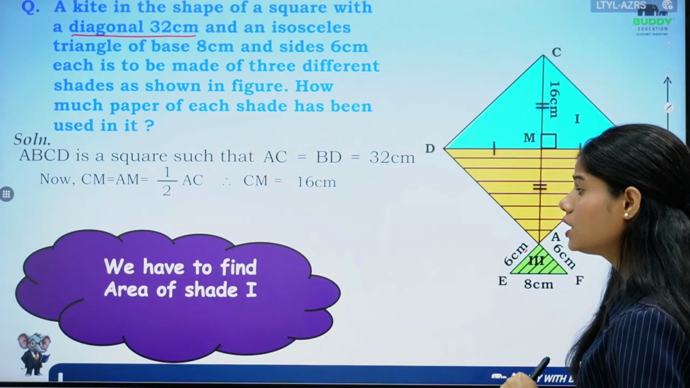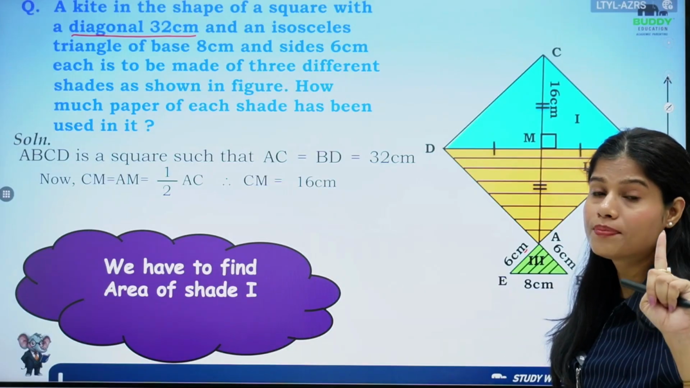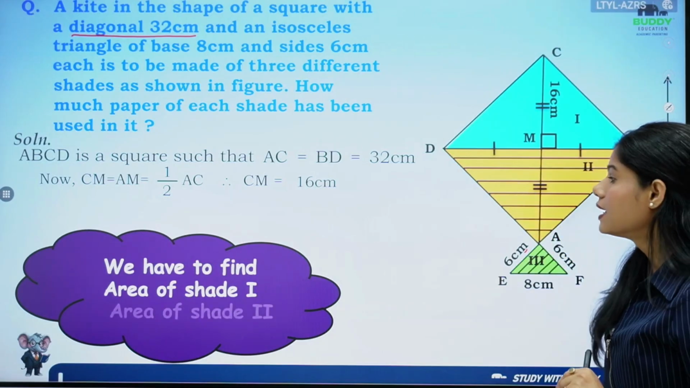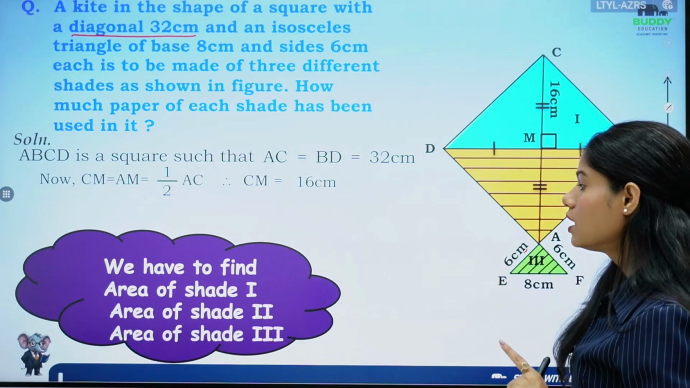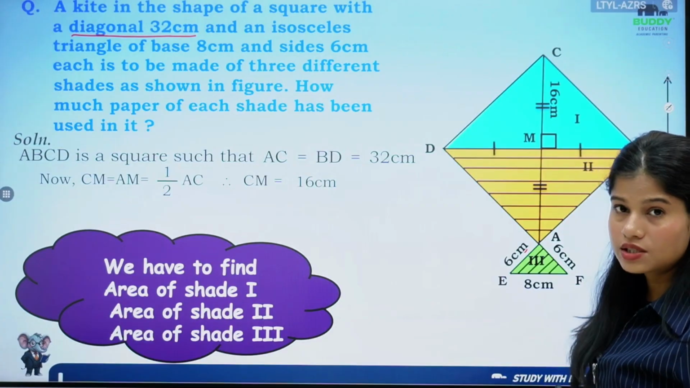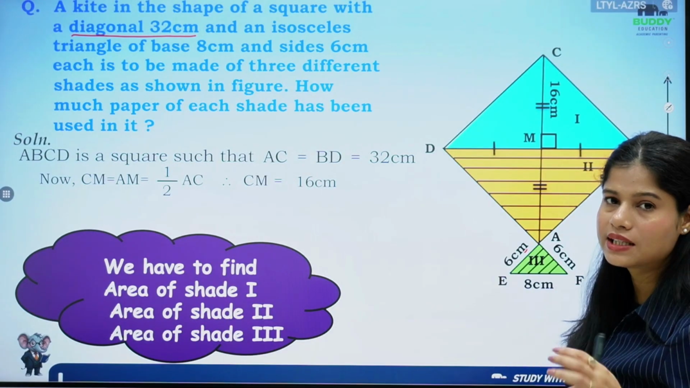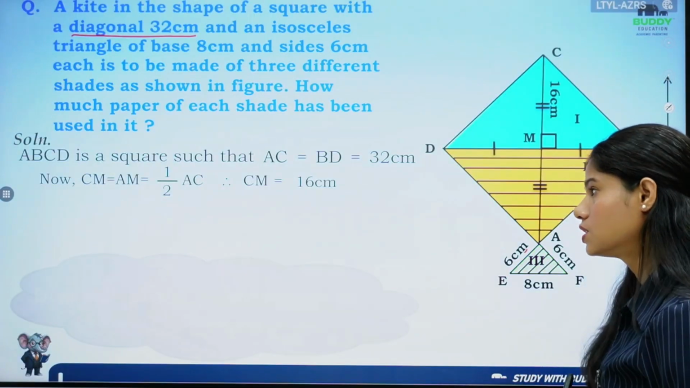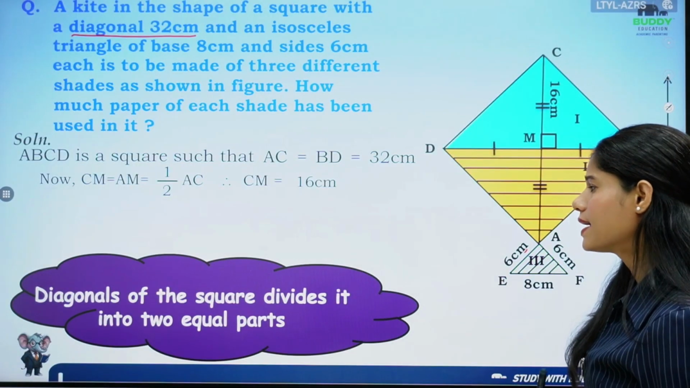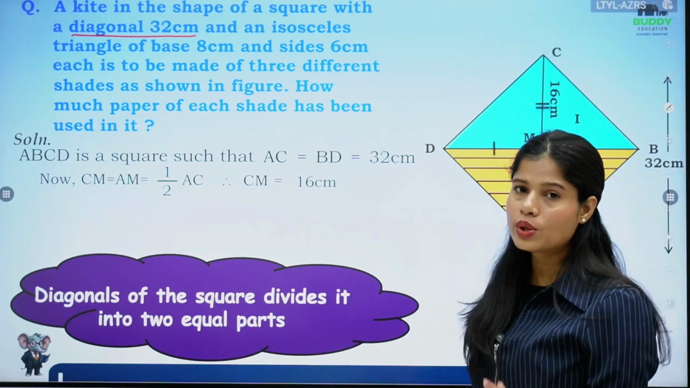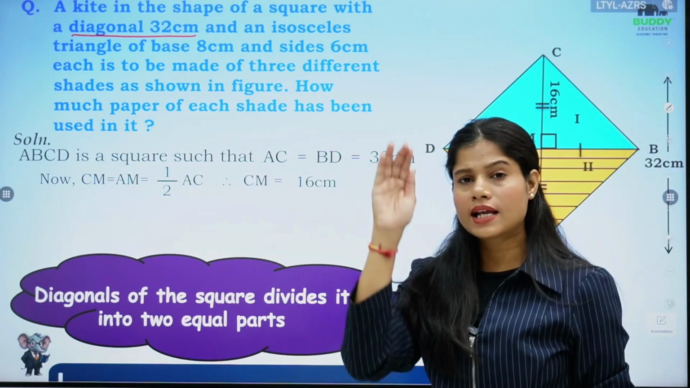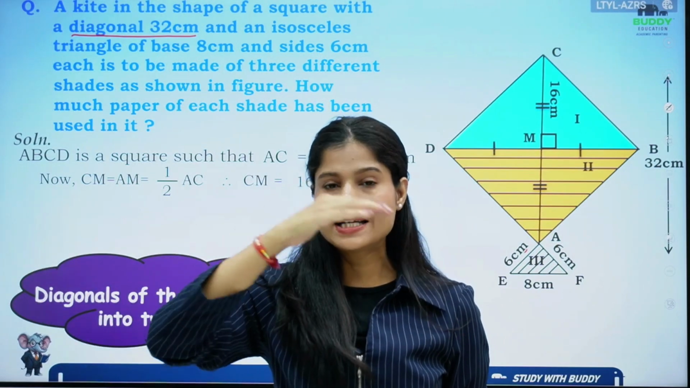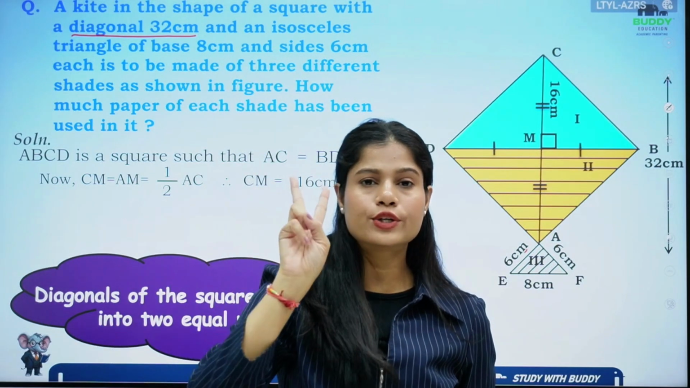Now first we'll find the area of part 1, which is this. This is part 1, this is part 2, okay. Now we know that if we combine the area of shade 1, shade 2 and shade 3, we'll get the area of the total paper that has been used in this question. Now we know the diagonal of a square divides it into two equal parts, right? If we draw a square and make a diagonal, that diagonal will divide the whole area into two equal parts.